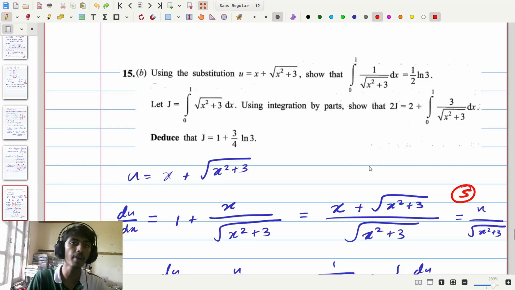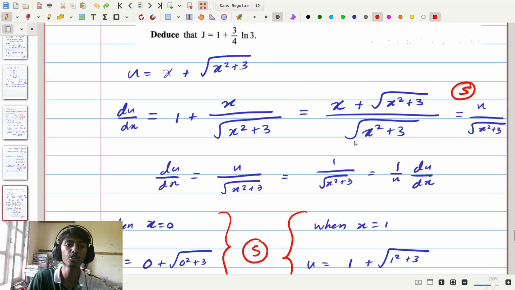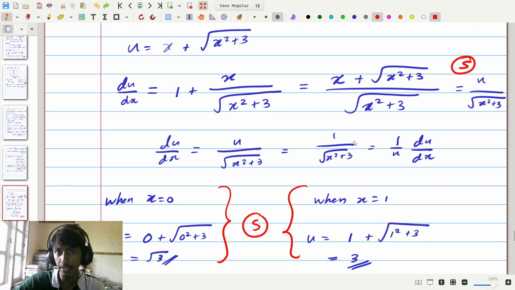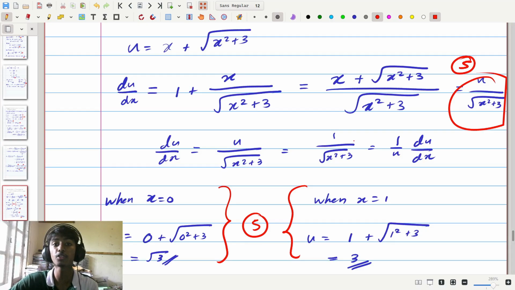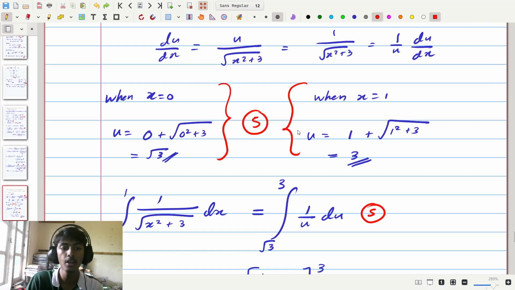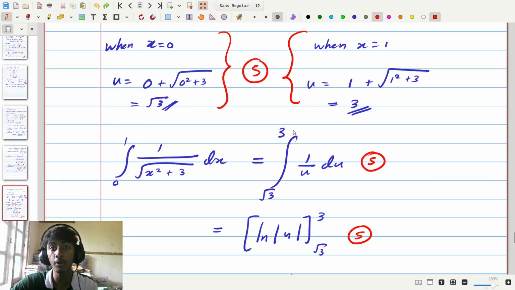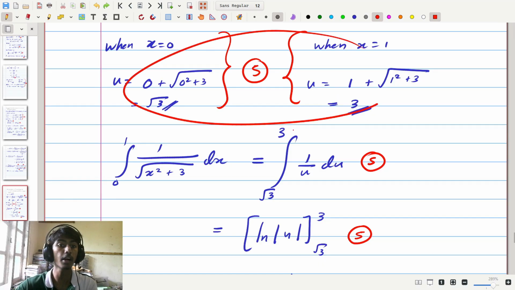Finally, let's discuss the marks awarded for this part of the question. So at the start of the question, when you're given the substitution and you use it to find du by dx in terms of u and find that it's equal to u over the square root of x squared plus 3, finding that gets you 5 marks. After that, when you find the two limits of u corresponding to limits of x and find x equals 0, u equals root 3, x equals 1, u equals 3, you get 5 marks for those two.